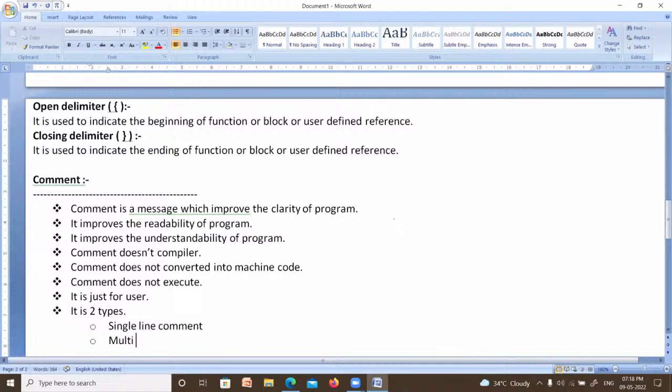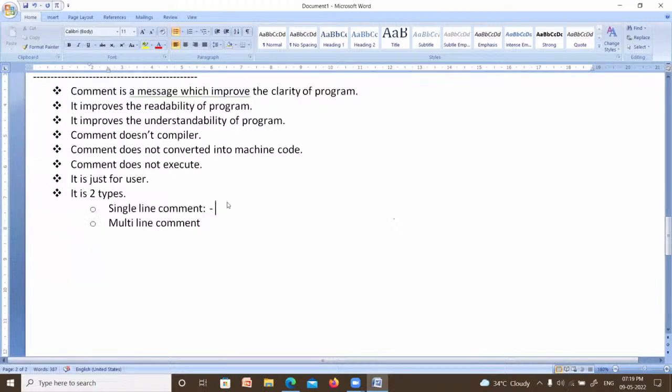Now, what is the meaning of single line comment? A single line comment is nothing but a comment which fits in one line. A comment which fits in one line is called a single line comment. Sometimes it is also called a line comment.